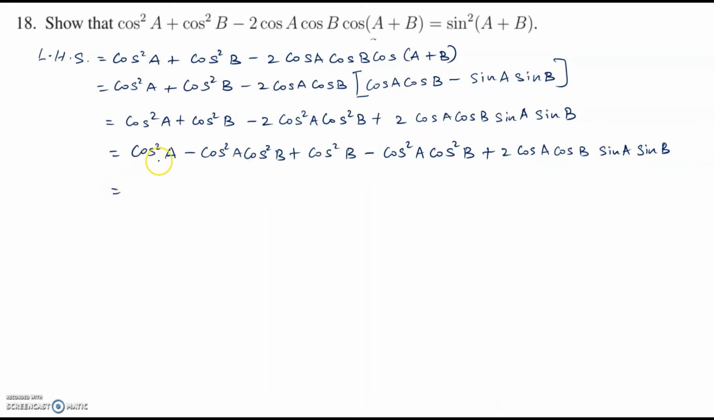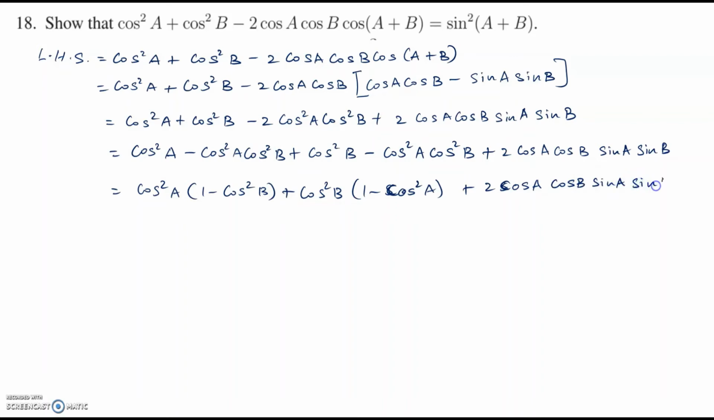Now here we can take the cos squared A out because it's common. So cos squared A into 1 minus cos squared B plus, similarly here cos squared B is common, so cos squared B into 1 minus cos squared A plus 2 cos A cos B sin A sin B. And that's equal to cos squared A, 1 minus cos squared B is sin squared B, plus cos squared B, 1 minus cos squared A is sin squared A, plus 2 times cos A cos B sin A sin B.